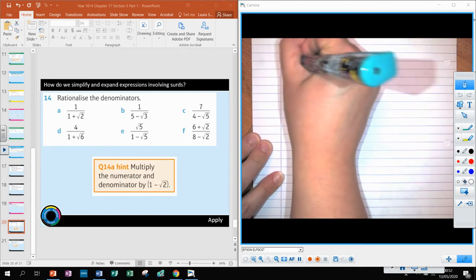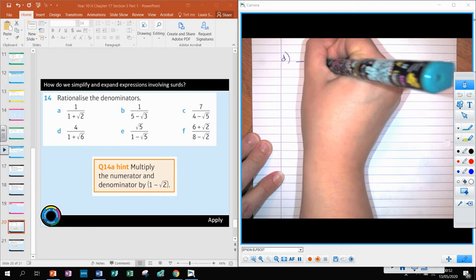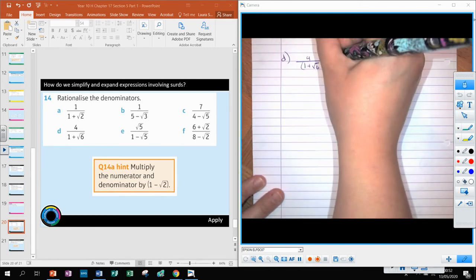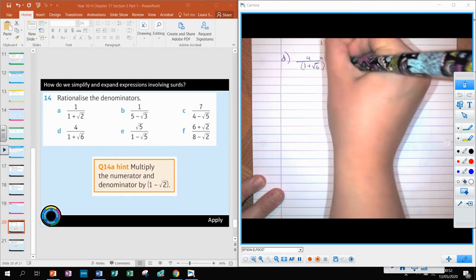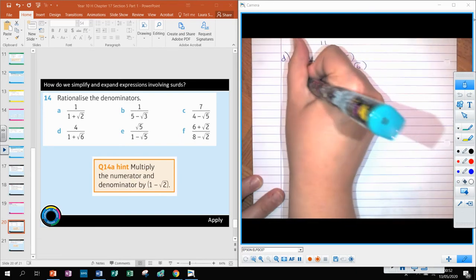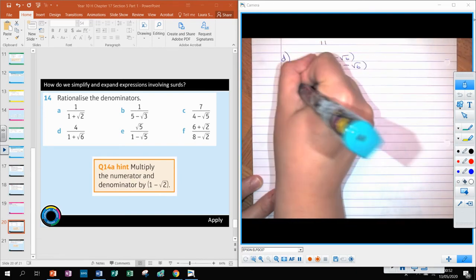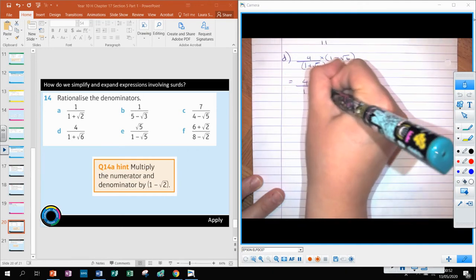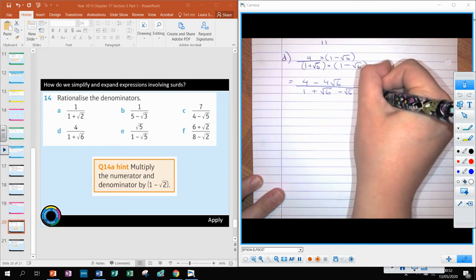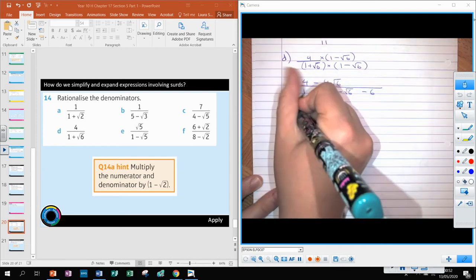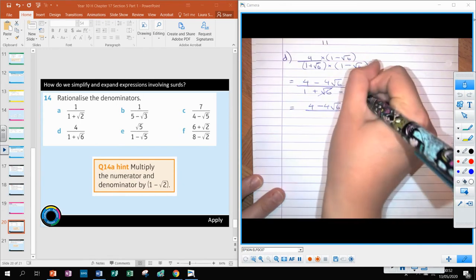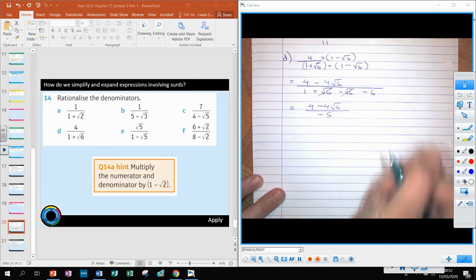Part D, we have 4 over 1 plus root 6. So we're multiplying by 1 minus root 6. Change the sign like we're meant to. So that's going to be 4 minus 4 root 6 all over 1 plus 1 times root 6 is just root 6, minus 1 times root 6 minus root 6, and then minus 6. Which gives us 4 minus 4 root 6 all over, those go away, and we're left with negative 5.